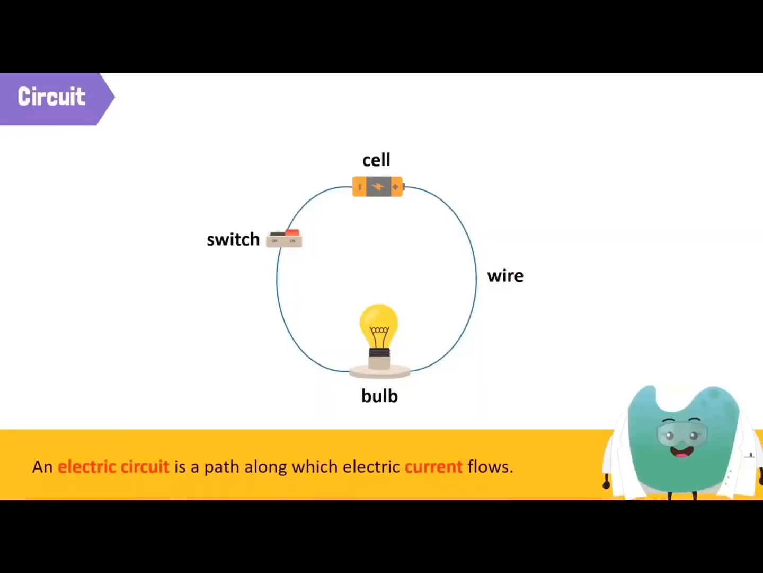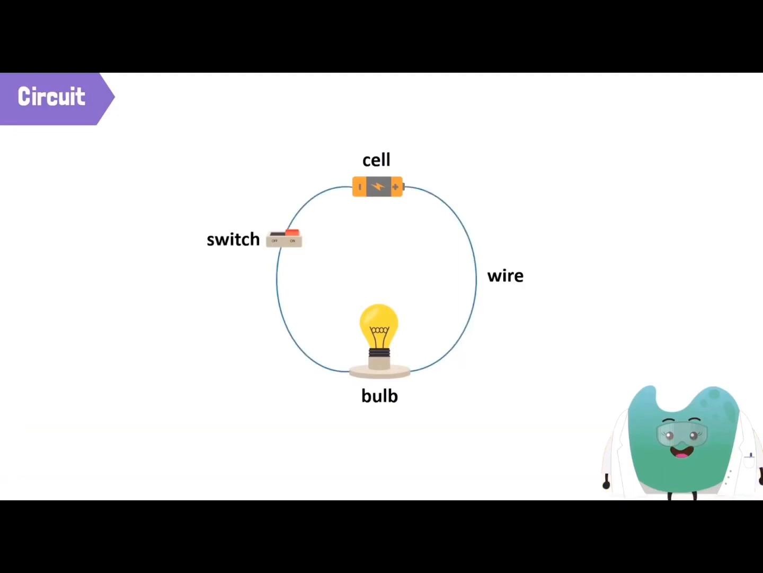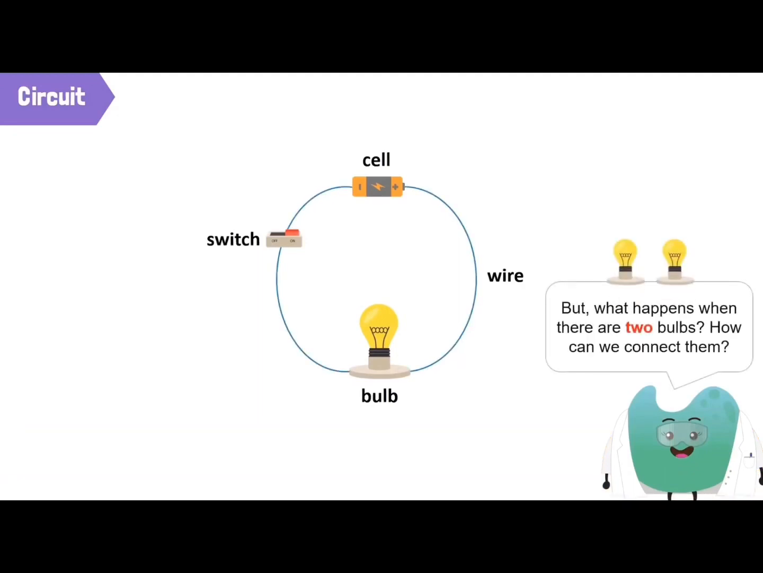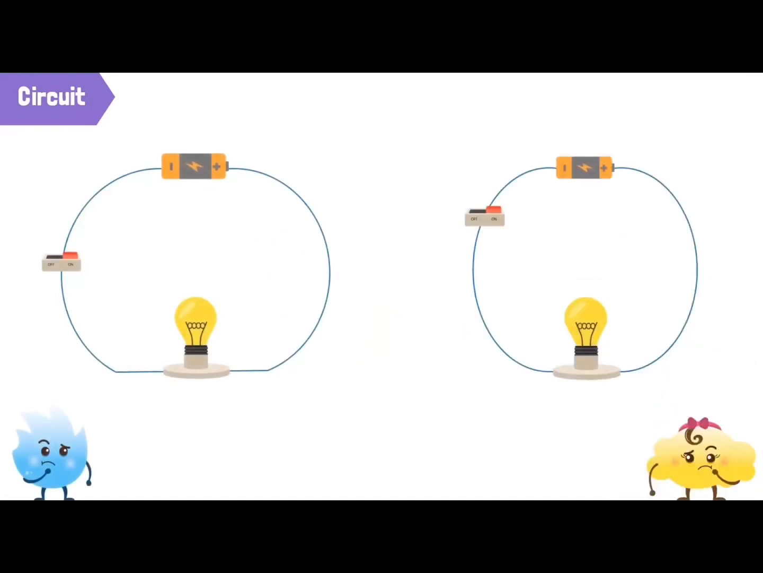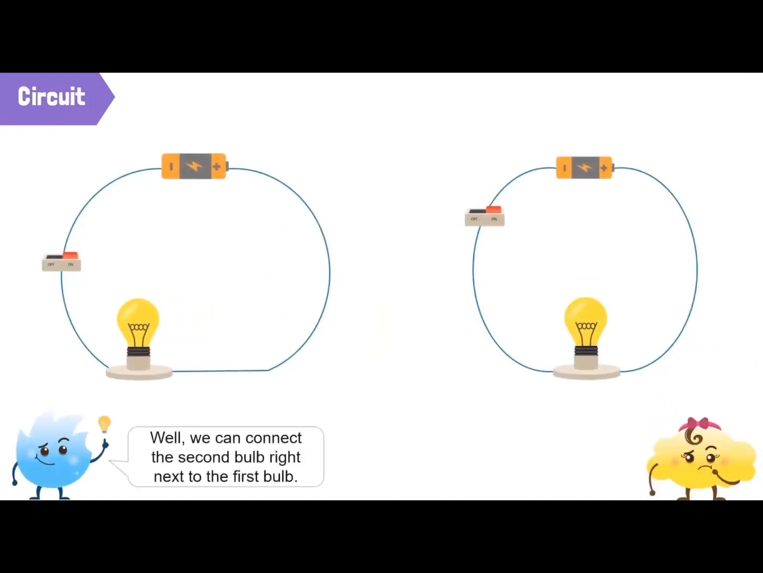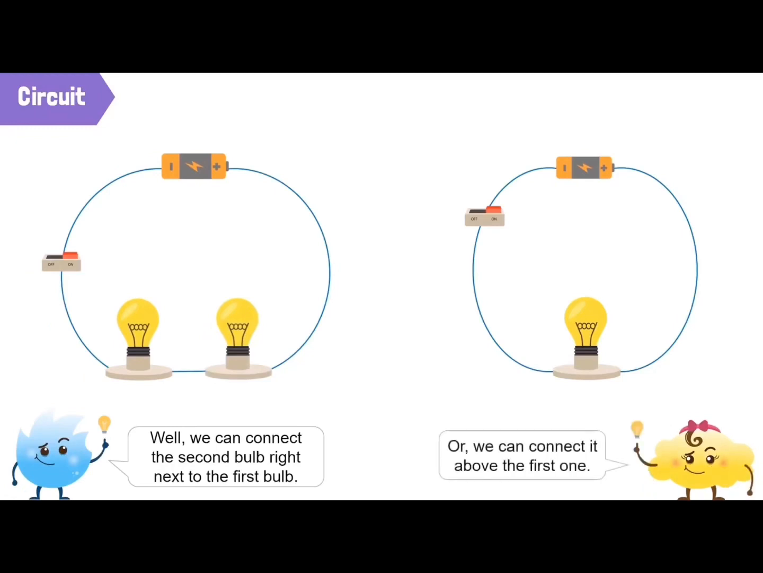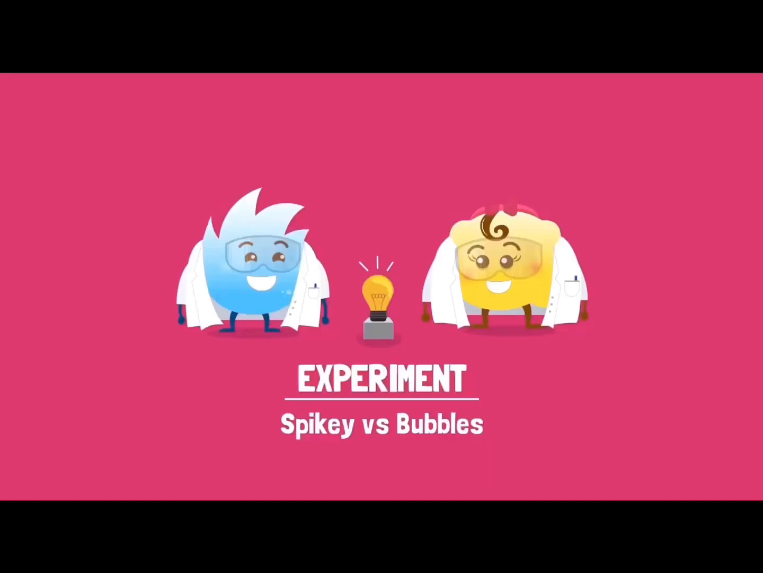An electric circuit is a path along which electric current flows. A simple circuit has a cell, a bulb, and a switch connected by wires. But what happens when there are two bulbs? How can we connect them? Well, we can connect the second bulb right next to the first bulb. Or we can connect it above the first one. Well, let's see who's right.